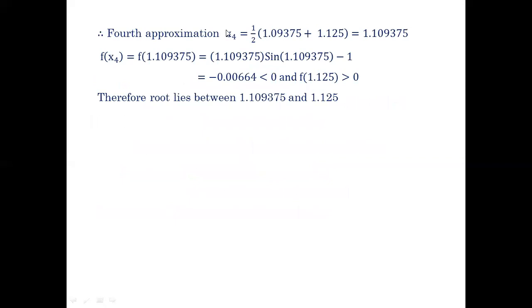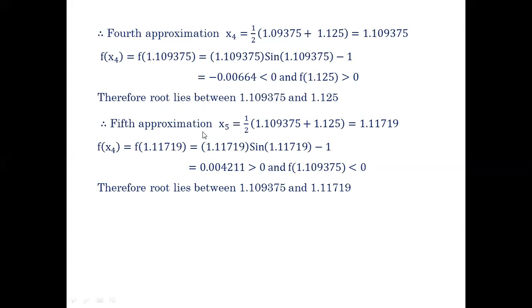Therefore, the fourth approximation is x4 equals 1 by 2 into 1.09375 plus 1.125, which is equal to 1.10935. Therefore, f of x4 is equal to f of 1.10935, x sin x minus 1, that is 1.10935 into sine of 1.10935 minus 1, which is equal to 0.00664, less than 0, and f of 1.25 is more than 0, that's positive. Therefore, the root lies between 1.10935 and 1.125.